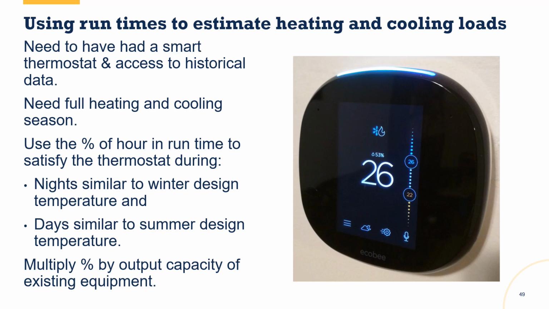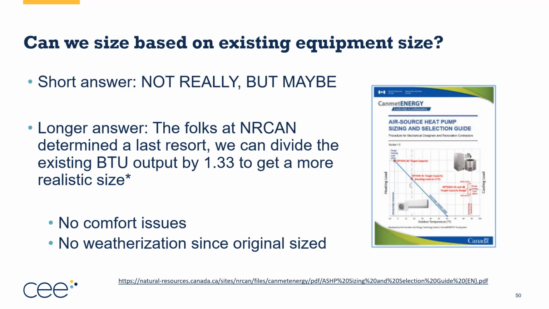If the thing ran for 30 minutes out of every hour, then I would multiply that 0.5, that's our percentage, times my 60,000. This tells me I probably only would have needed a 30,000 BTU system to run full time. That's our math. So can we base it off our existing equipment?